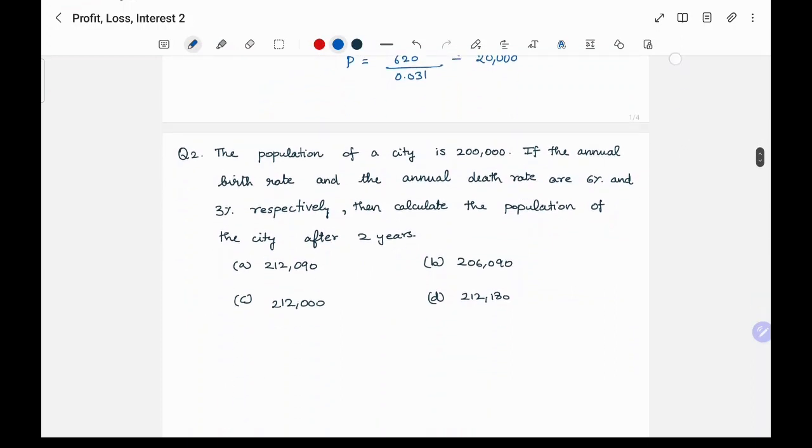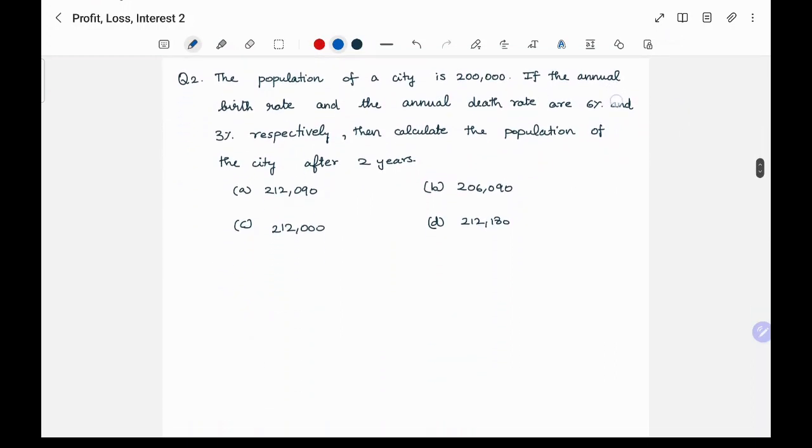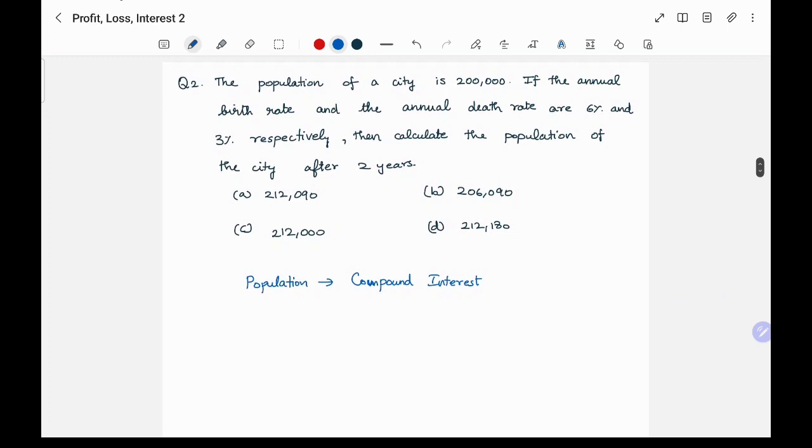Let's go to the second question. The population of a city is 2 lakh. If the annual birth rate and the annual death rate are 6% and 3% respectively, then calculate the percentage of the city after 2 years. So the population, right, is similar to the compound interest. Because as the population grows, whatever the extra people come in, they also contribute to the population growth, right? So it is similar to a compound interest.